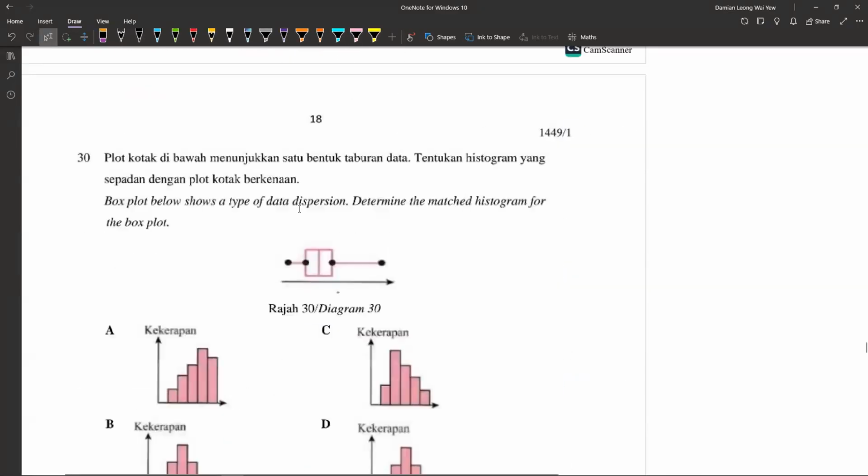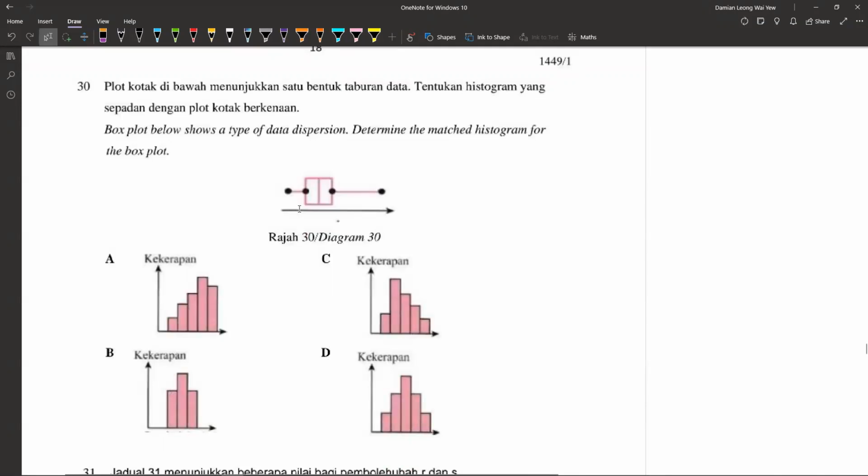Okay. Question 30. So I have a type of data dispersion, basically a box plot. Determine the matching histogram for the box plot. You can see it's more concentrated to the left side. It's skewed to the right. So the majority of it should be towards the left side. So it would be the C here.